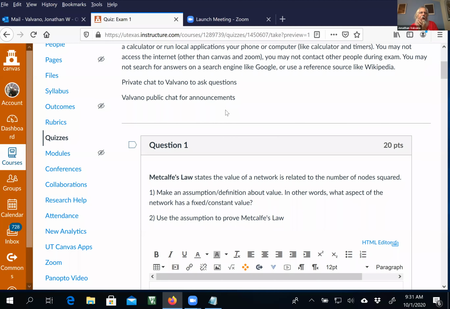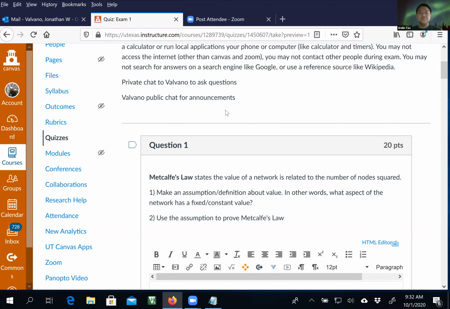What I was looking for here in Metcalfe's law was to start with something that's n squared. And most of you got this. If you have n nodes, there are n times n minus 1 over 2 different node-to-node connections. Now, you could say value is data, and then make the further assumption that the bandwidth between all nodes is equal and constant. That would have worked as well.